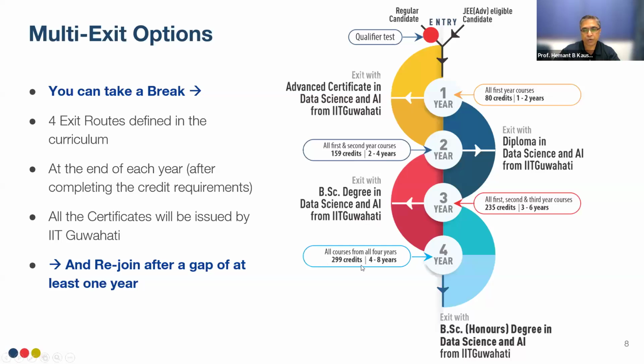You have to complete a full 299 credits to get the BSc honors degree in artificial intelligence. And for that, you take 4 up to 8 years. Minimum is 4 years, maximum is 8 years.